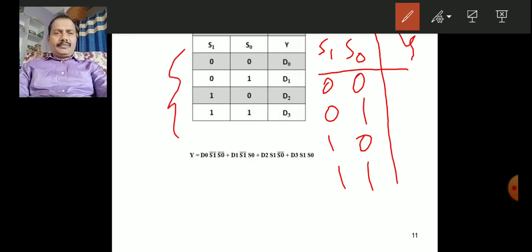Next what you have to do is write the outputs for each combination. Whenever 0 0 select lines are there, it will select the D0 input. For 0 1 selection, D1 input is selected. For 1 0, D2 is selected. For 1 1, D3 is selected. Like this.